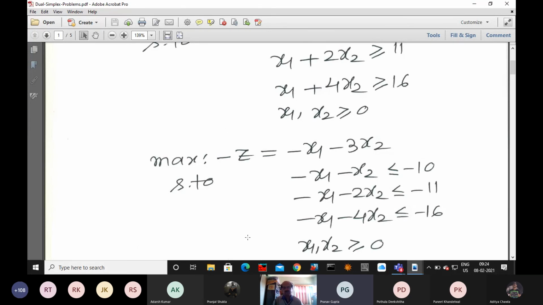So, 5 complementary pairs. All 5 you have to verify. Okay, all 5 you have to verify.